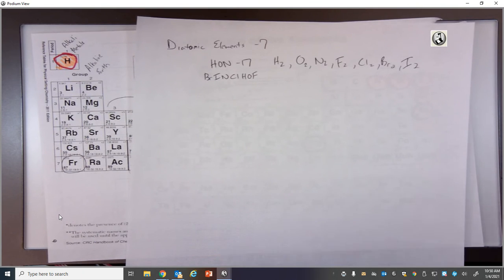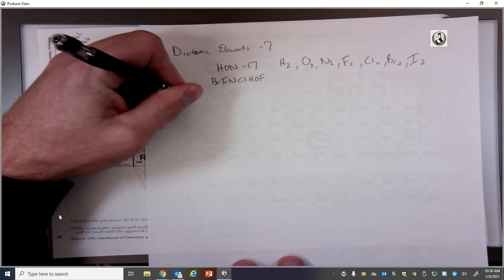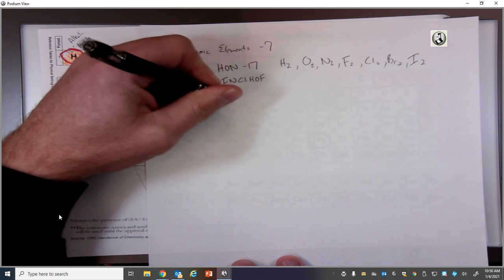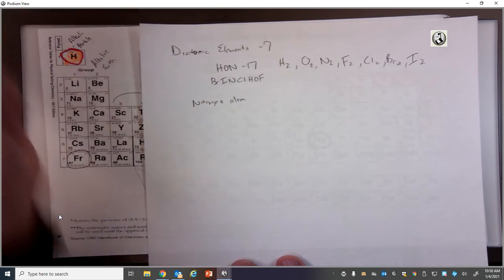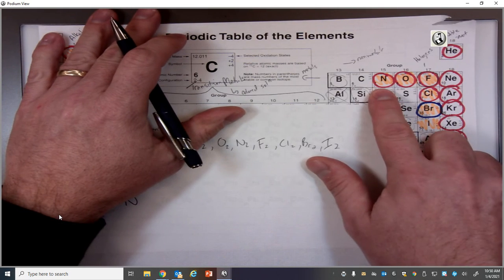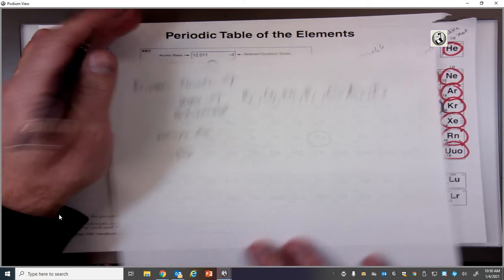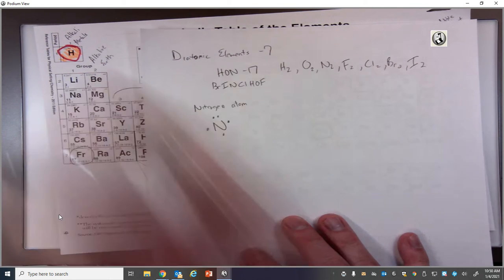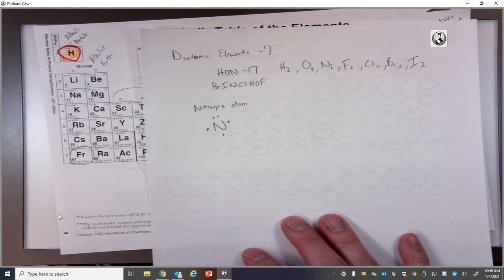Dot diagram, just quick review. If you were to make the dot diagram for a nitrogen atom, you start off with its symbol, N. You look on the periodic table, it's colored in red, but it's got 5 valence electrons. So that means it's got to have 5 dots around it. And remember they fill in that form.